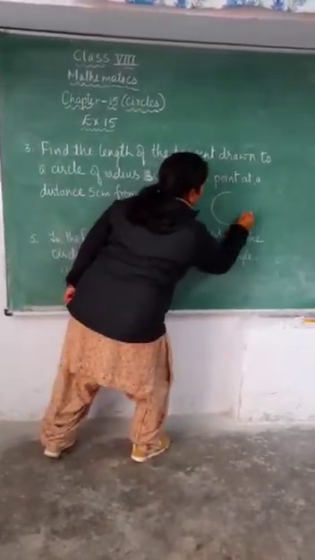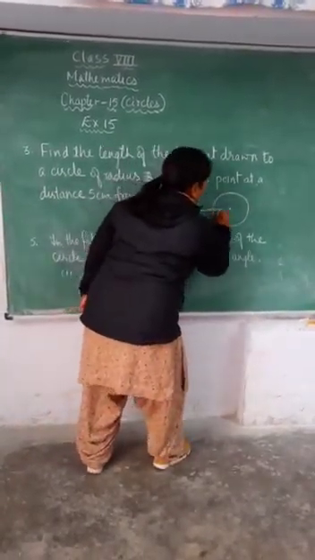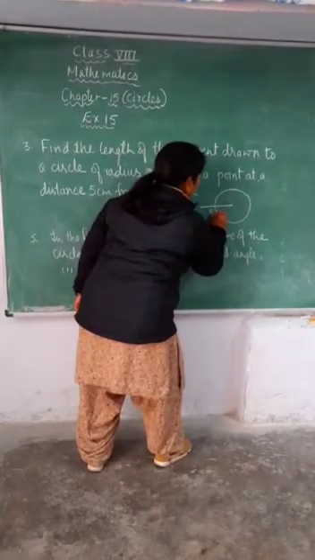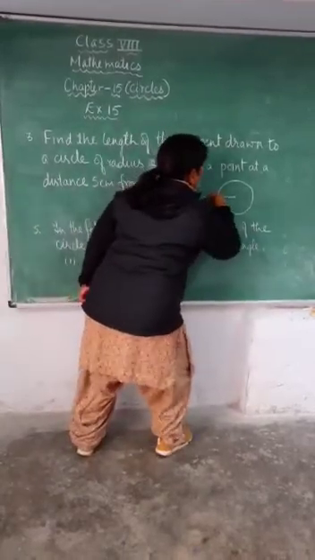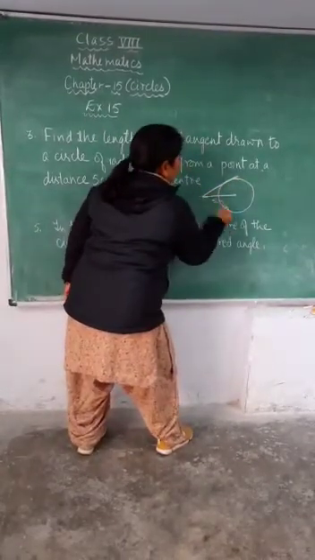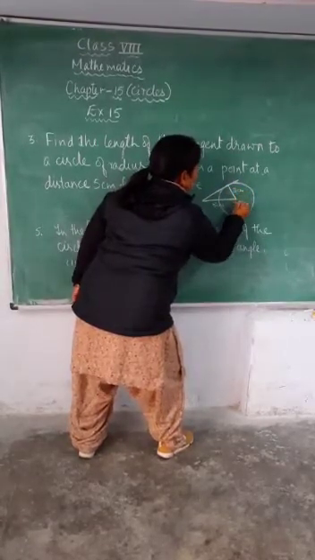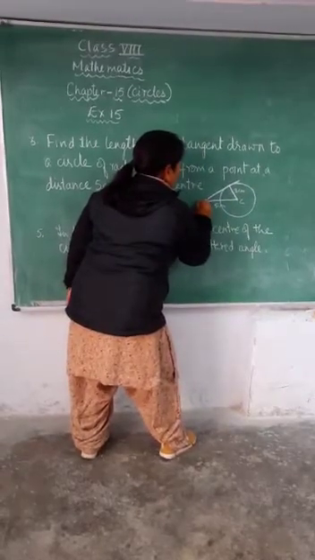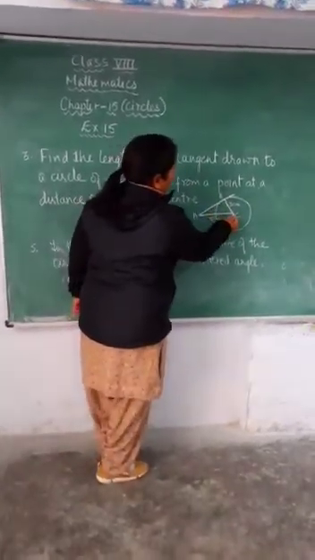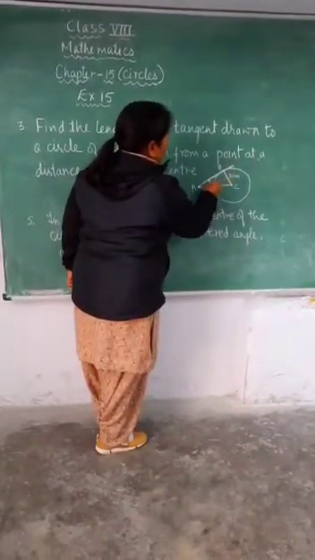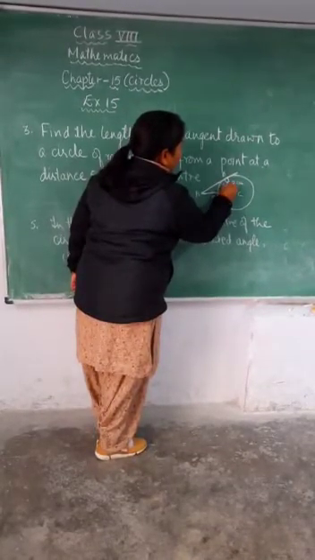So this is the circle, this is the center, and at 5 cm away from the center a point is there, from which a tangent is drawn, and the radius of the circle is 3 cm. Suppose this is C and this is A and B. Remember that when a line is drawn from the center to the tangent of the circle, it always makes an angle of 90 degrees.